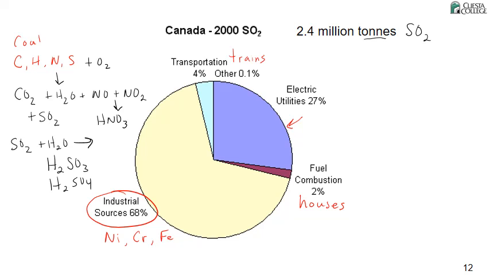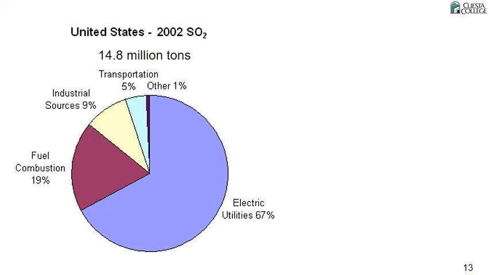Let's see what the US is like. In about the same time period, 2002, the United States belched out 14.8 million tons of SO2. But at least we spell tons right. What do we do with that?